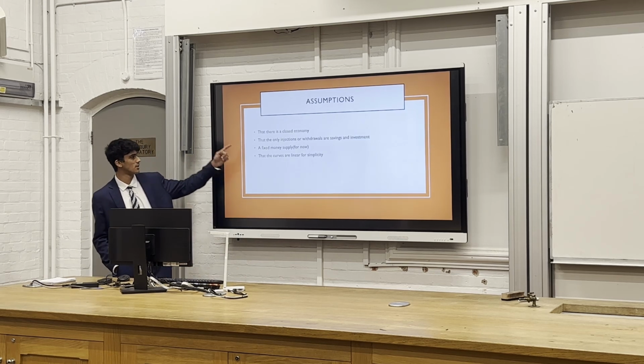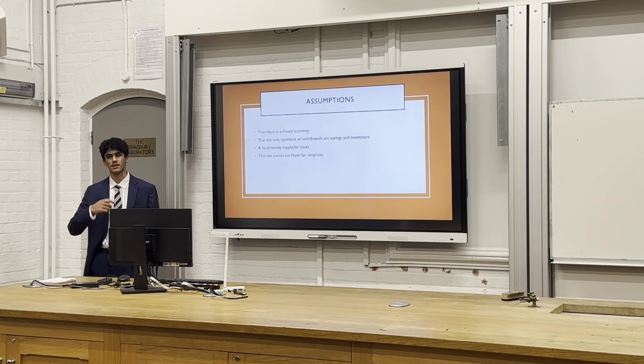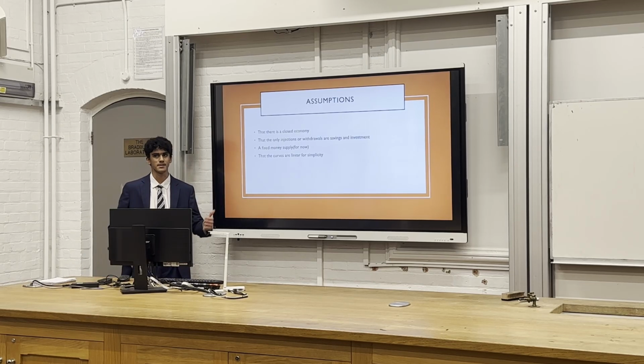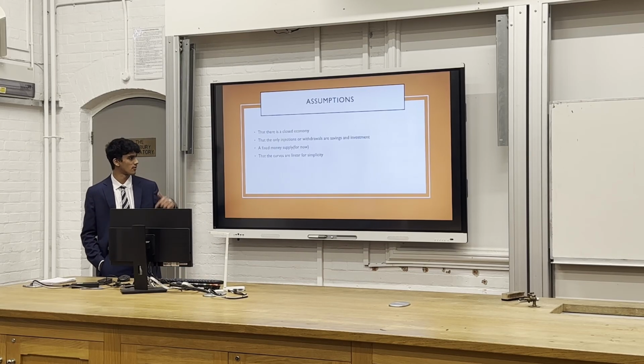We also need to make a few assumptions for our model. We firstly assume it's a closed economy. As Mr. Dawes says, we're only working within these four walls. There's no international trade, no exports, no imports. We assume that the only injections into the circular flow of income, that's the way that income flows between consumers, they buy goods, producers pay them income, and it cycles around, are savings and investment. So we're going to ignore imports, exports, government spending and taxation for right now.